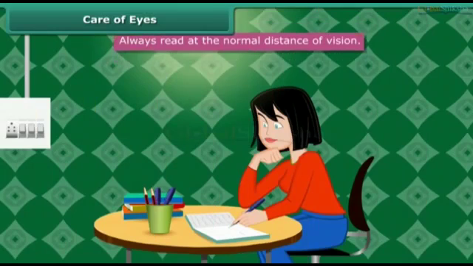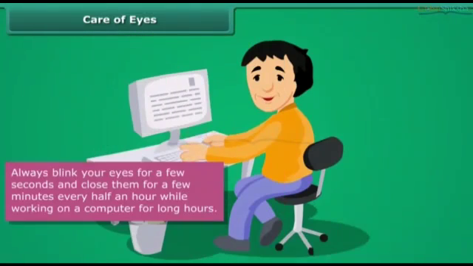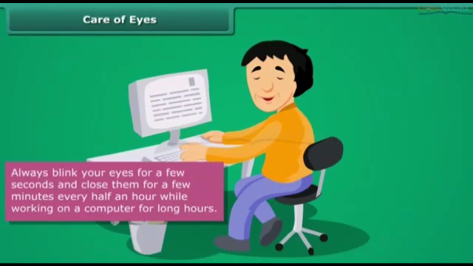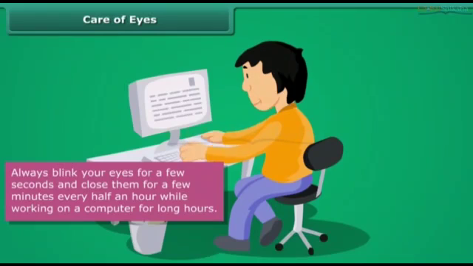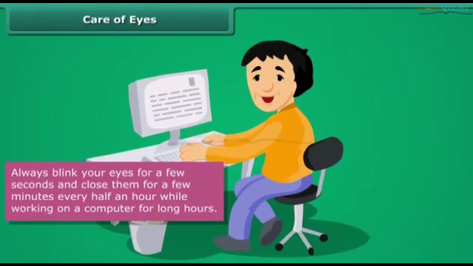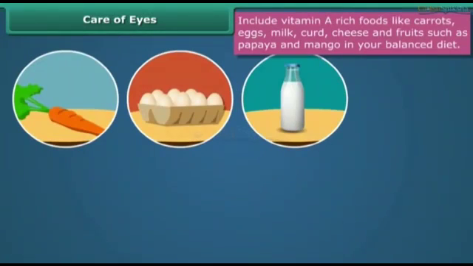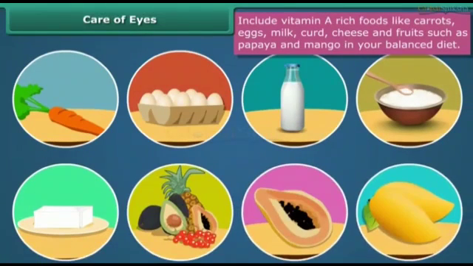Always read at the normal distance of vision. Always blink your eyes for a few seconds and close them for a few minutes every half an hour while working on a computer for long hours. Include vitamin A rich food like carrot, egg, milk, curd, cheese and fruits such as papaya and mango in your balanced diet.